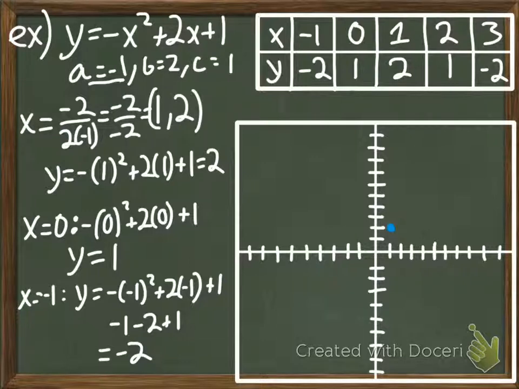So I'm going to plot the points and make sure that they are right. So 0, 1, negative 1, negative 2. Let's continue our lines. There we go. And it is opening down, and it does look like a regular size parabola. It's not very thin and it's not very wide. So it looks like we did this appropriately.